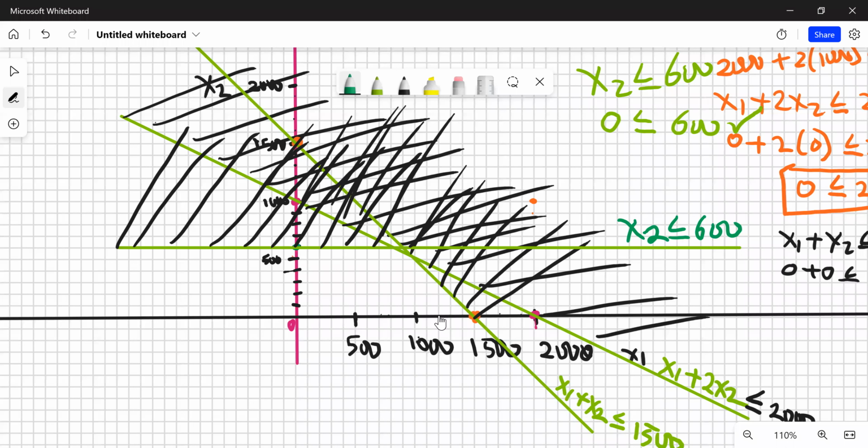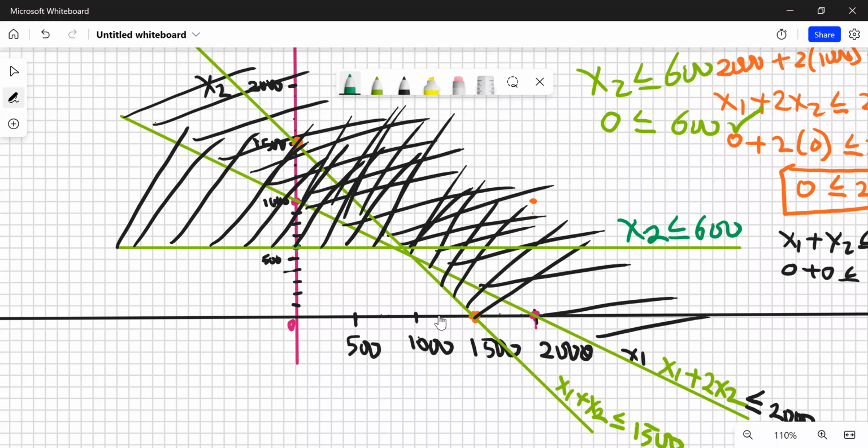So now we end up with the region here. Everywhere else is shaded. So we end up with this here, R, which is called the feasible region. This is the region where all the resource constraints are satisfied. This is the region where we find the optimal solution if it exists.